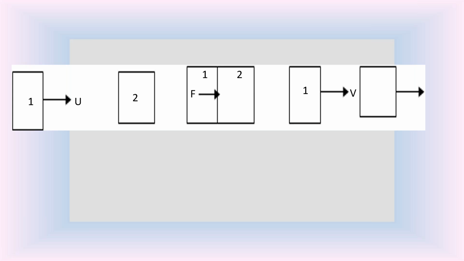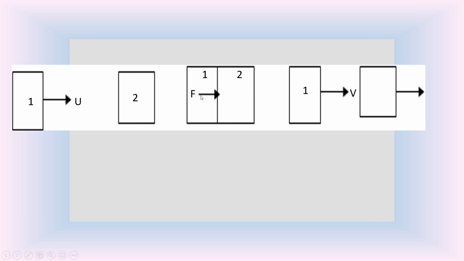This is the first condition. In the first condition, the first body is moving with velocity u. The first body is hitting the second body. At the time of hitting, the first body applies the force F on the second body. So check this diagram. After hitting, the first body is moving with the velocity v. u is called the initial velocity, v is called the final velocity.